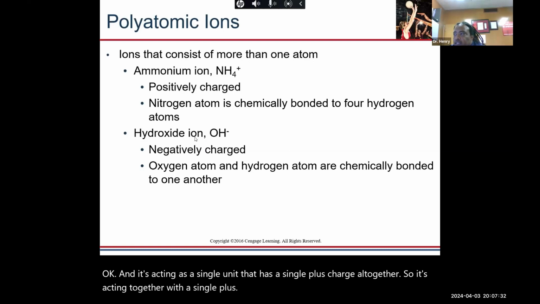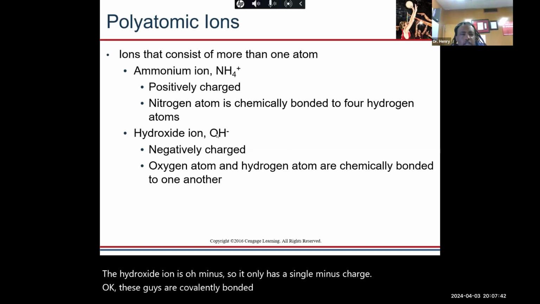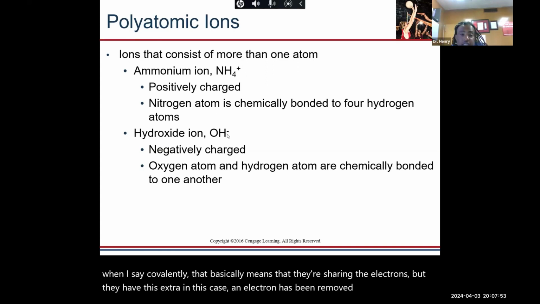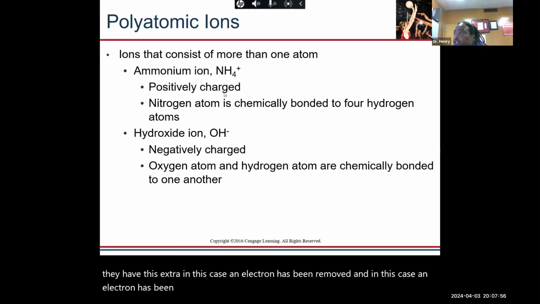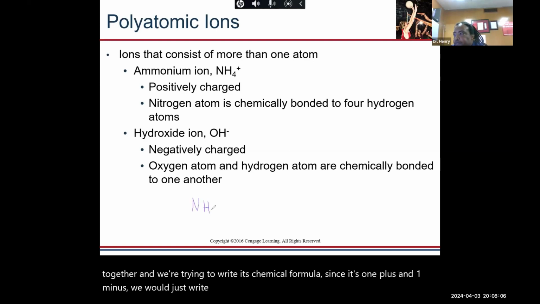The hydroxide ion is OH minus. So it only has a single minus charge. These guys are covalently bonded together. When I say covalently, that basically means that they're sharing the electrons. But in this case, an electron has been removed, and in this case, an electron has been added. So if these two ions interact and we're trying to write the chemical formula, since it's 1 plus and 1 minus, we would just write NH4OH.